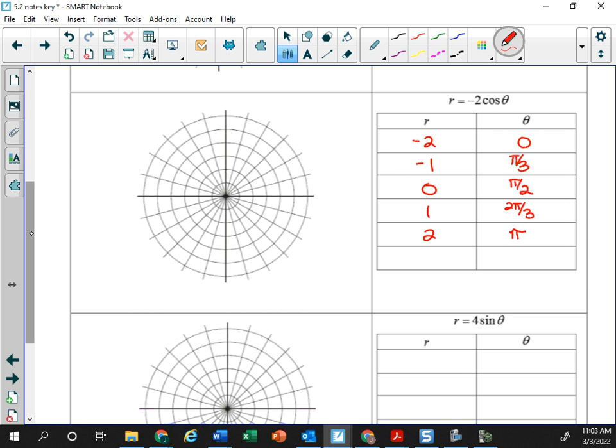Let's plot these. So -2, 0. That's just left 2, and then you don't go anywhere. -1 and then pi over 3. What quadrant is that in? Third. Okay, good. Just making sure we are getting our points okay. 0, pi over 2, that's just the pole. 1, 2 pi over 3. Everybody okay with that second quadrant? And then 2 pi, you're actually back to where you started.